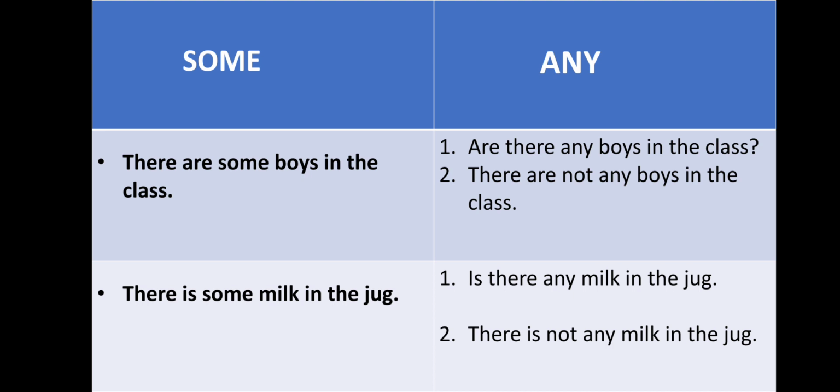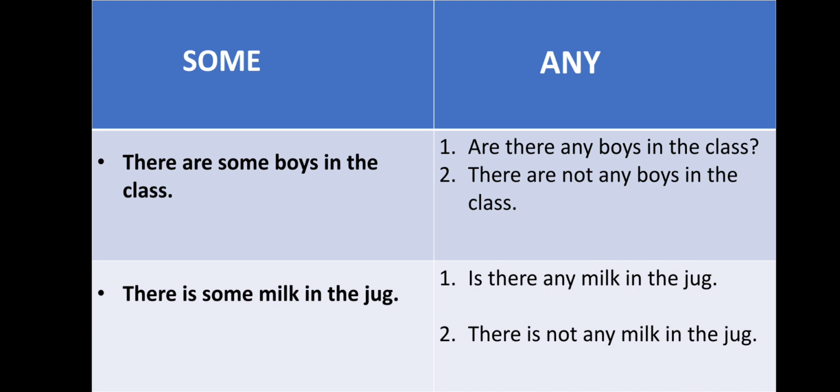There are some boys in the class. This is a positive sentence. If we change the positive sentence of some into negative or interrogative, then we use the word any. Okay, we must use any structure. So there are some boys in the class. Here we have: are there any boys in the class? Okay, we change some into any in the interrogative sentence. So we have a negative sentence also. There are not any boys in the class.